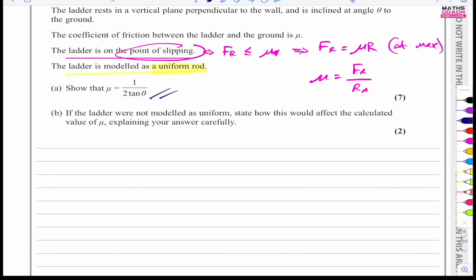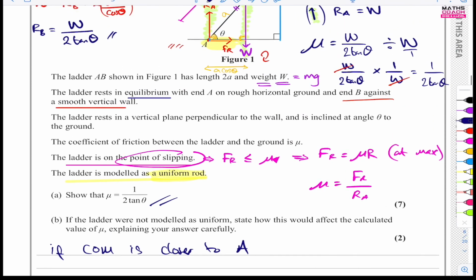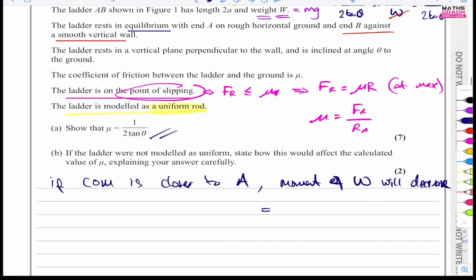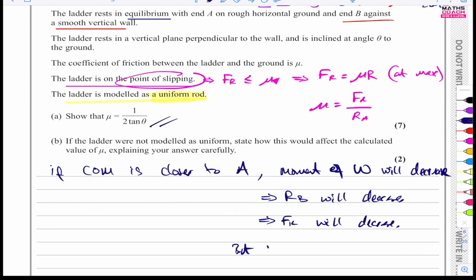Okay, so if the center of mass is closer to point A, the moment of W will decrease, and as an effect, the reaction at B will decrease, and as an effect, the friction will decrease. But the reaction at A will not change. That will still be W, will not change.